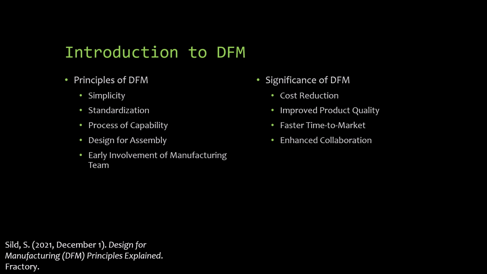Next is process capability considerations. With that point, designers need to understand the capabilities and limitations of manufacturing processes to ensure that designs are feasible and cost effective to produce. This includes tolerances, material properties, and tooling requirements.